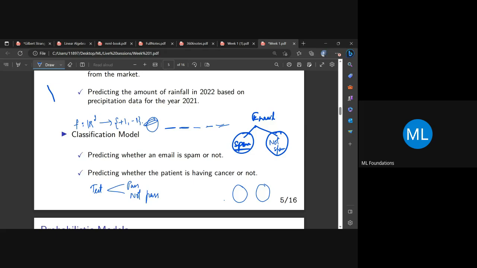Then somebody also told that if you have some objects and you want to put them into buckets of, let's say, fruits, vegetables, toys, then you will have three different buckets, three classes. So this depends on how many classes you are talking about here.